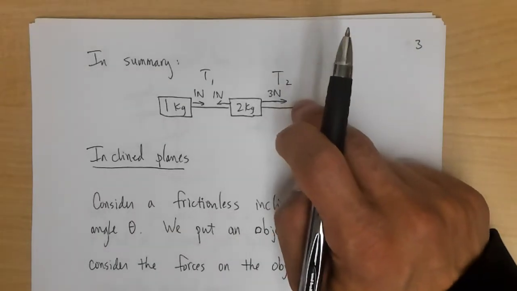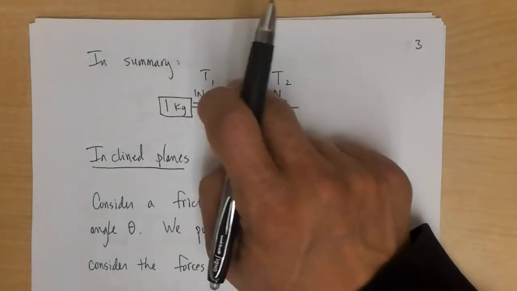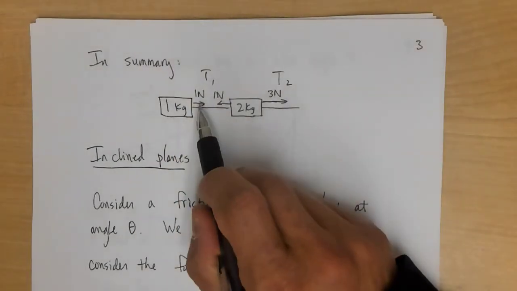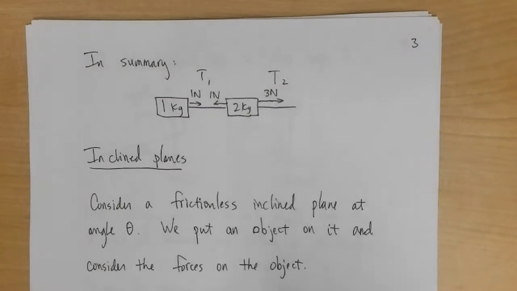This string has to have a larger tension because it's pulling both of the masses. This is a smaller tension by a factor of 3 because it's pulling only 1 kilogram.